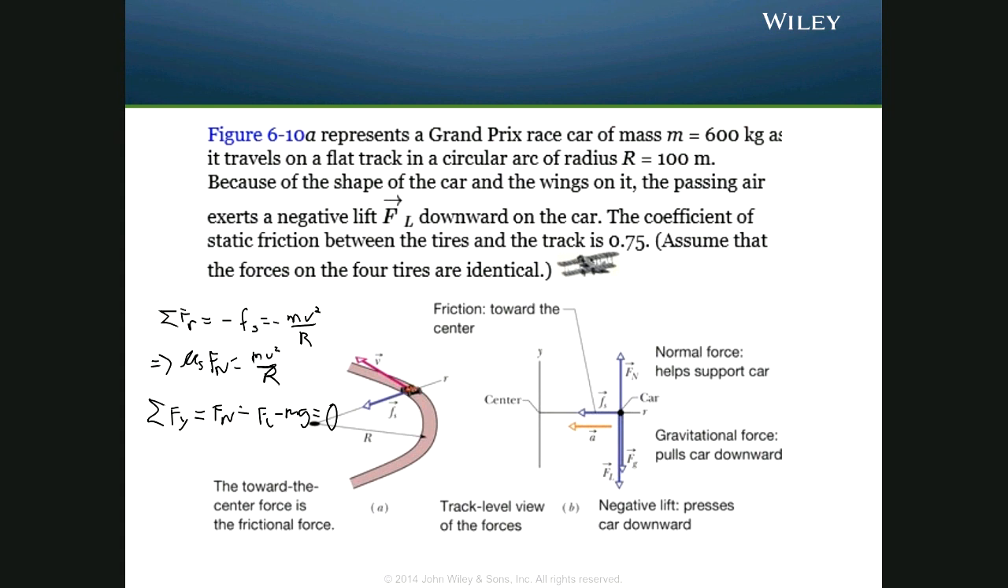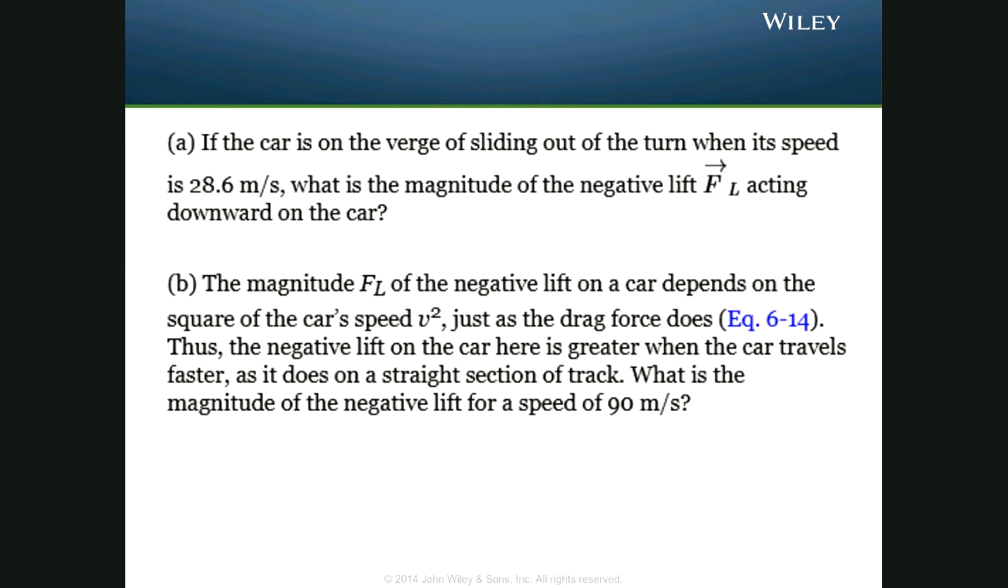So now that we have our equations, let's see what they want us to do. Not that we'll be able to save those equations, but I'll be able to write them down. So A, if the car is on the verge of sliding out of the turn when its speed is 28.6 meters per second, what is the magnitude of the lift acting on the downward car?